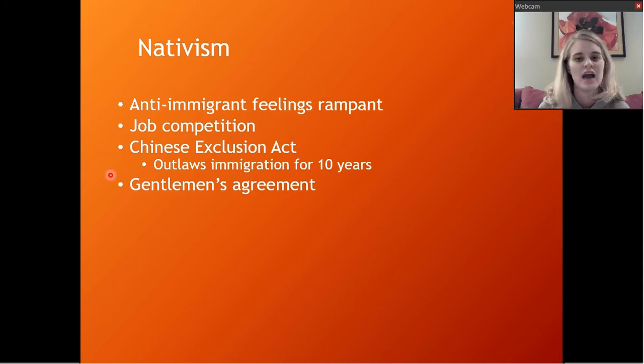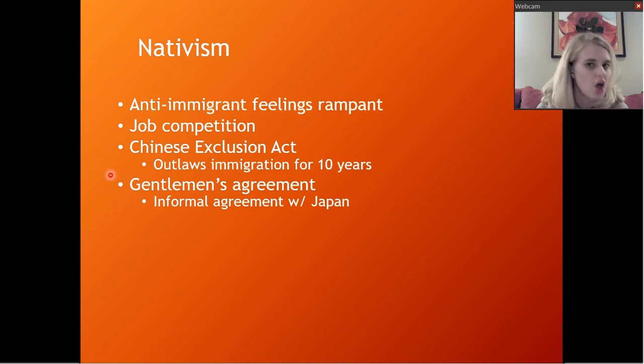This is actually after Japan had just fought a war with Russia, and Teddy Roosevelt, the president, goes to Japan to kind of help settle the treaty. And while he's there, he makes this unofficial agreement with the Japanese government. Okay, so this is not a law, this is not a treaty, it's just an agreement between the leaders of the Americans and the leaders of the Japanese. And again, they're trying to restrict immigration from Asia.